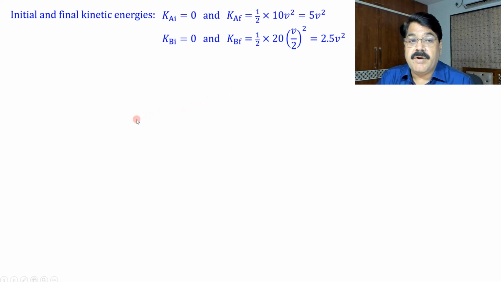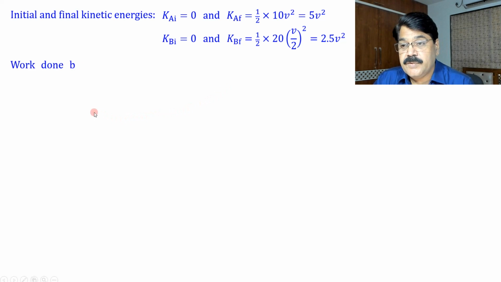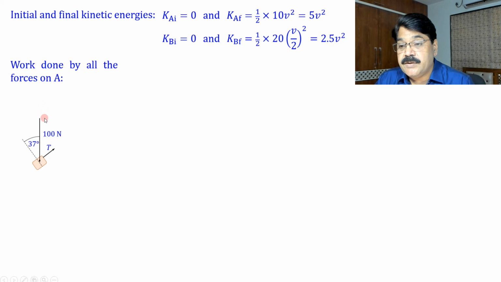Now we calculate the work done by all the forces on A. So we draw its free body diagram. Block A is here. Tension T is acting, you can see here. Its weight mg is 100 Newton, and it will be at angle 37 from the surface normal, and here will be the normal reaction. There is no friction. So we have shown all the forces.